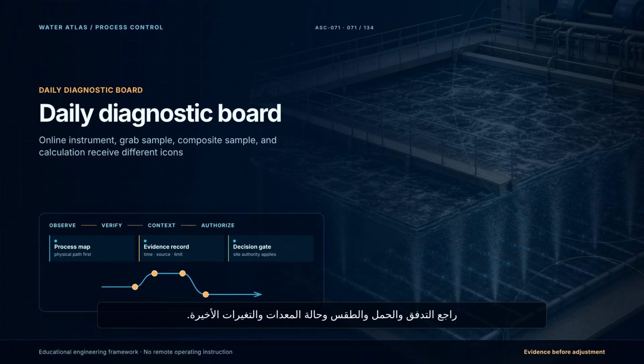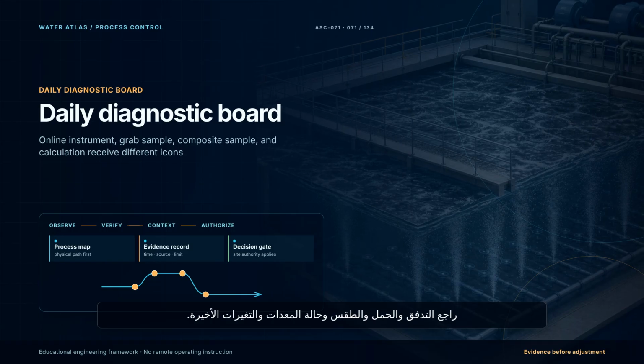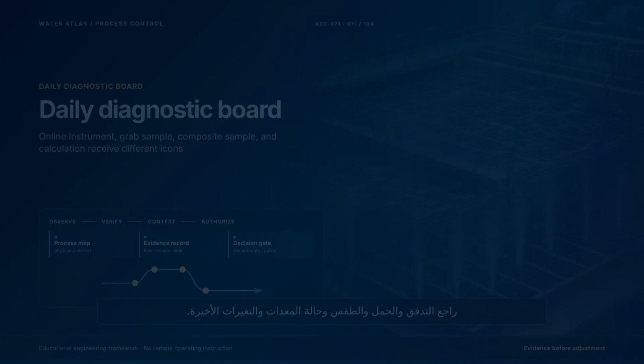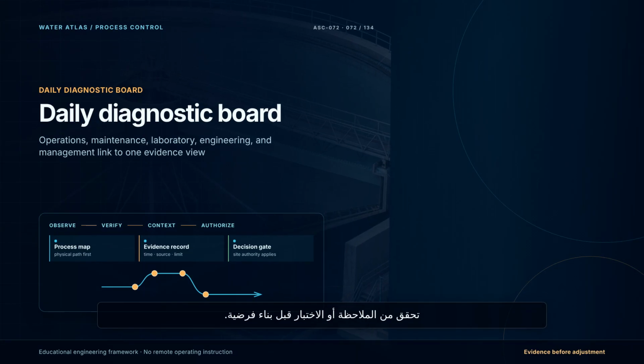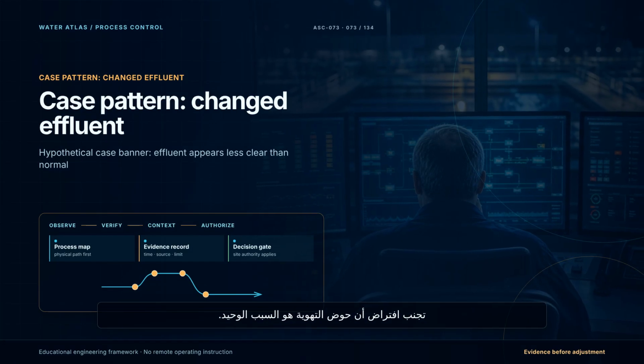An effective daily board is not necessarily complex. It might combine influent flow and load indicators, key aeration and clarification observations, laboratory trends, equipment availability, alarms, maintenance events, and the operator's concise narrative. The point is to make relationships visible.